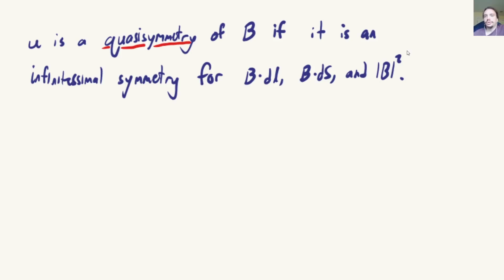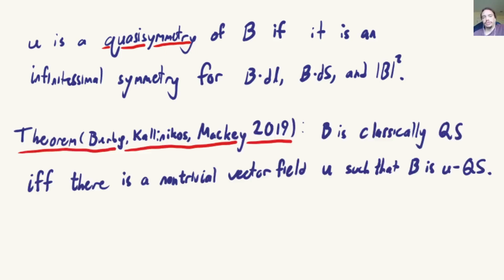Okay, so we can have a vector field which is a quasi-symmetry of B, and the theorem, which is actually pretty recent from 2019, proved by Burby, Kalinikos, and Mackey, is that B is classically quasi-symmetric, that's quasi-symmetric in the sense of the Boozer plot that we talked about earlier, if and only if there is some non-trivial vector field U so that B is U quasi-symmetric in the sense defined above.